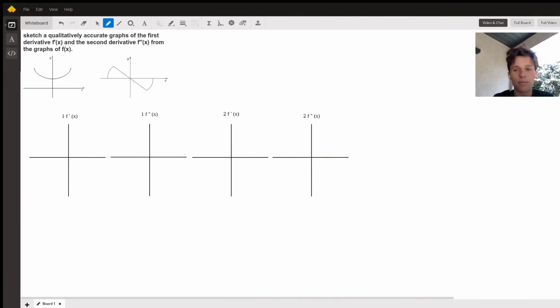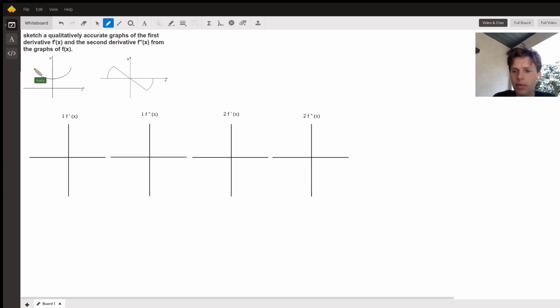Hello. So this question is asking us to graph the first and second derivative of these two functions. The first question I like to ask myself when approaching this kind of problem is, would it be helpful to break up this problem or these graphs into several parts? For this first graph, I think it would be just fine to do it all in one fell swoop. But in the second one, I think we'll have more luck breaking it up into several parts. And I'll explain why in a little bit.